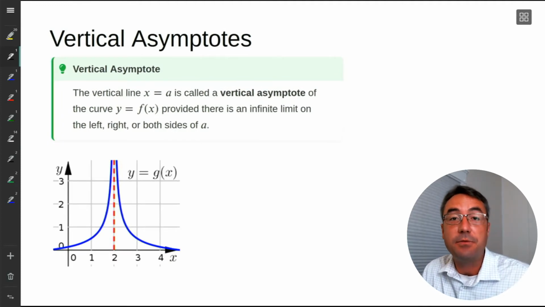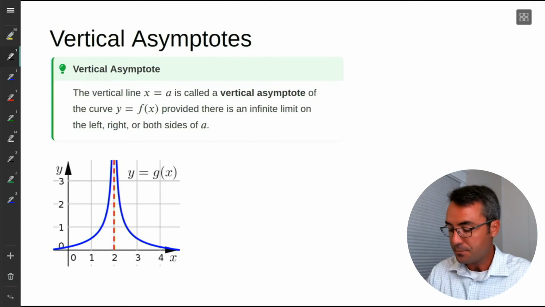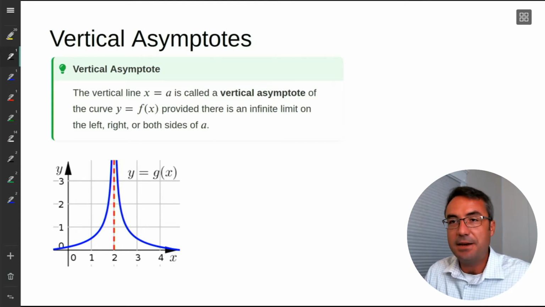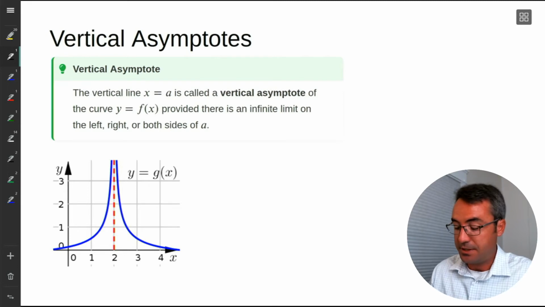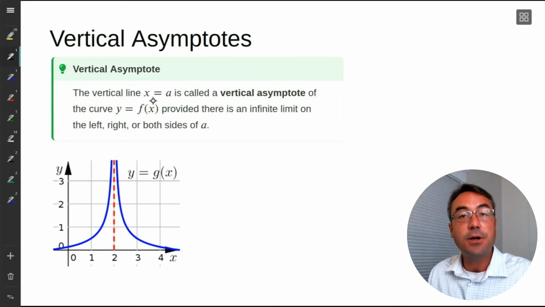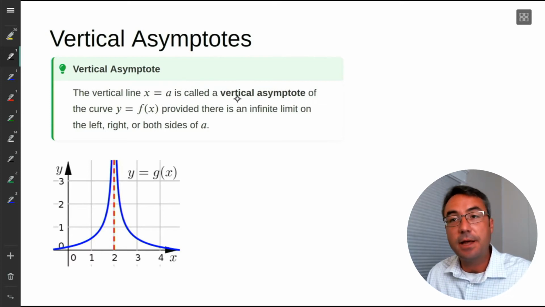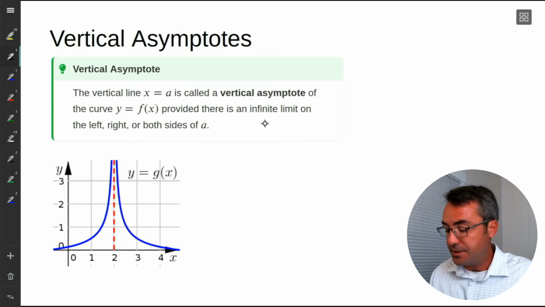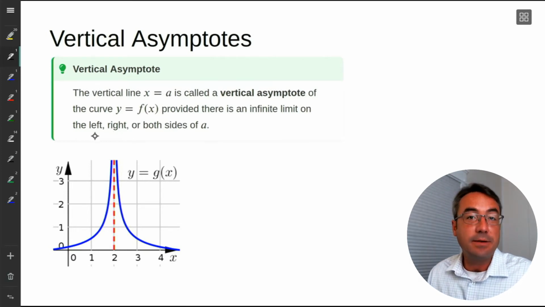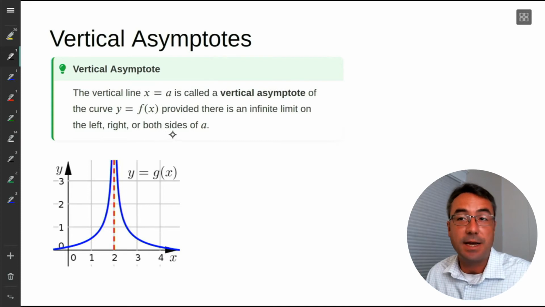All right. So related to these infinite limits is this idea of vertical asymptotes. All right, so what is the definition of a vertical asymptote? Well, it's the vertical line, here's the equation of our vertical line, x equals a. And this is called a vertical asymptote of the curve y equals f of x, provided there is an infinite limit on either the left side, the right side, or both sides of a. So an infinite limit could occur just on the left, just on the right, or on both sides.